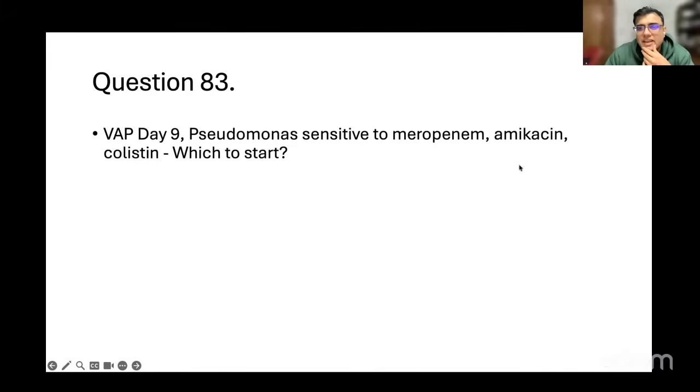Amikacin is not usually preferred for severe infections, especially in patients who have hospital-acquired infections. Sometimes resistance might be there. So meropenem would have been the correct answer there.